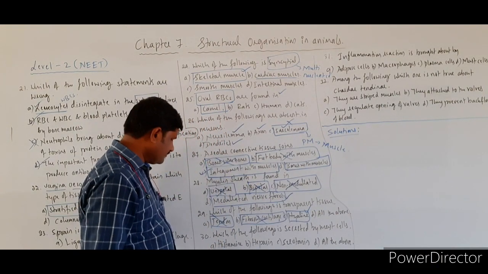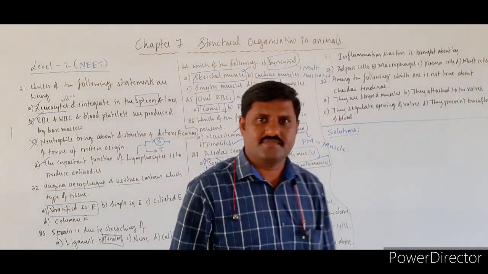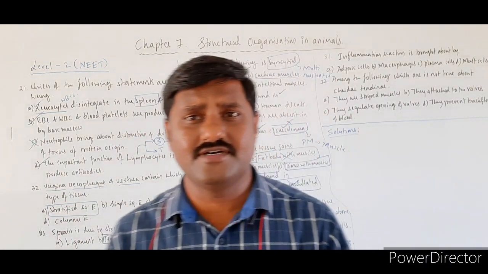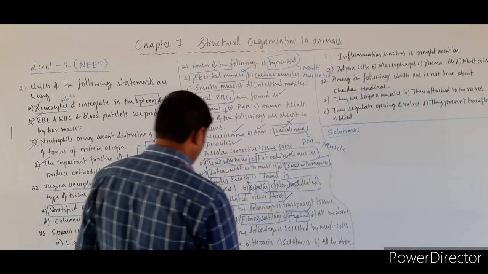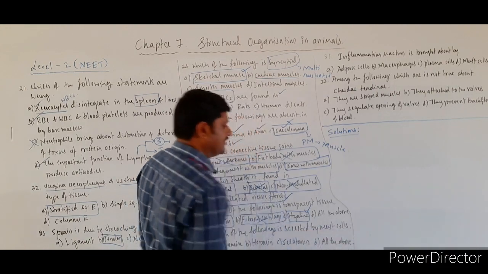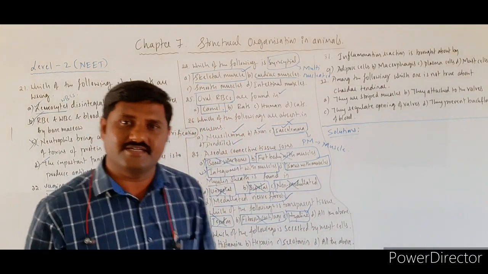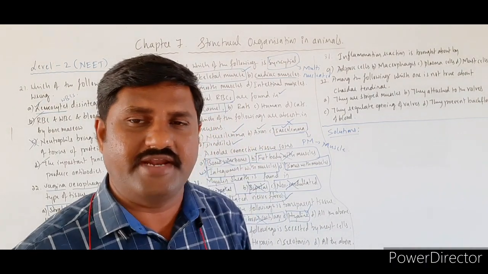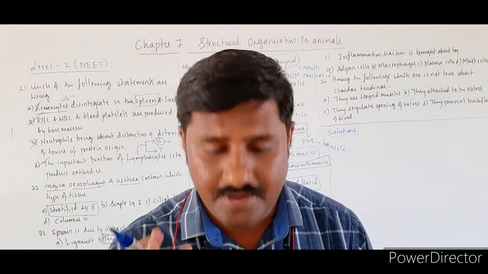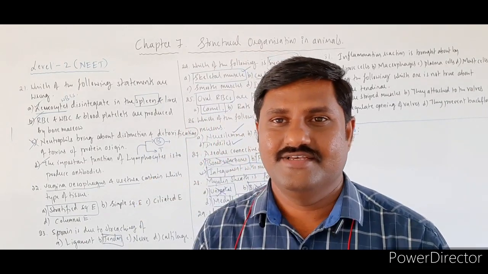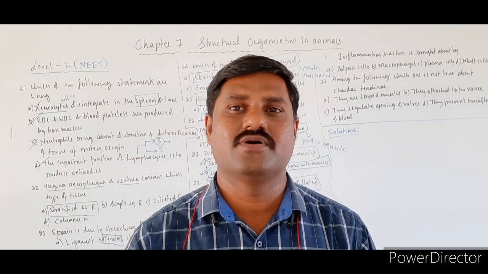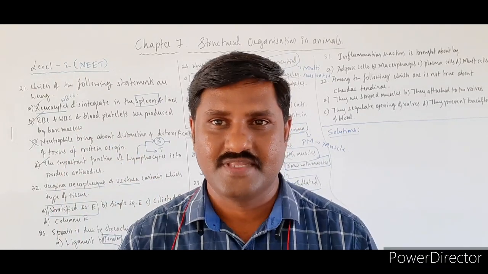Next one, 30th question. A very important question we are discussing over here. Which of the following is secreted by mast cells? Mast cells secrete some chemical components. What are those chemical components secreted by the mast cells? Mast cells usually secrete serotonin, histamine, and heparin.